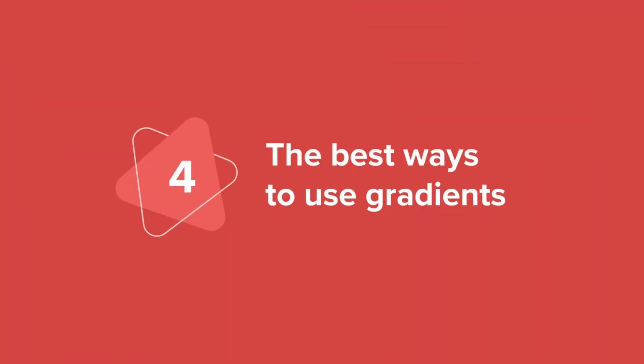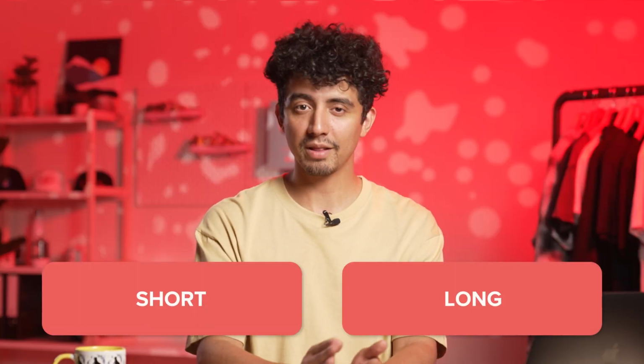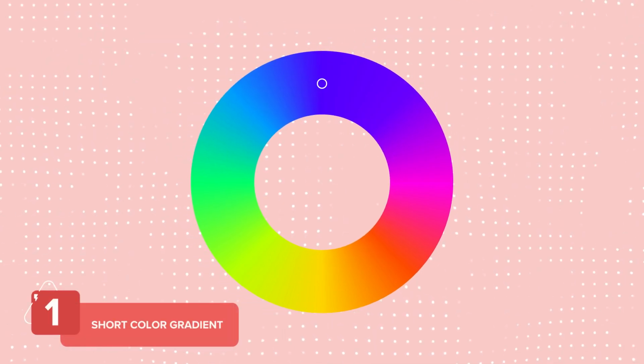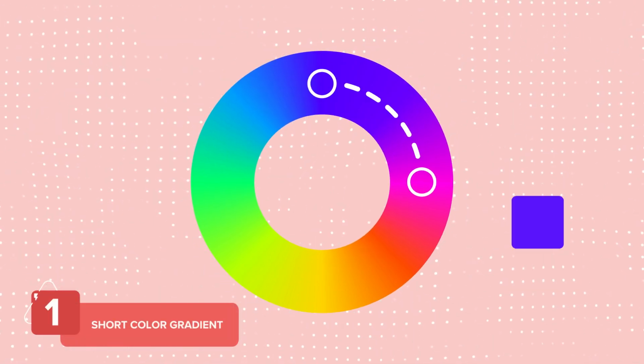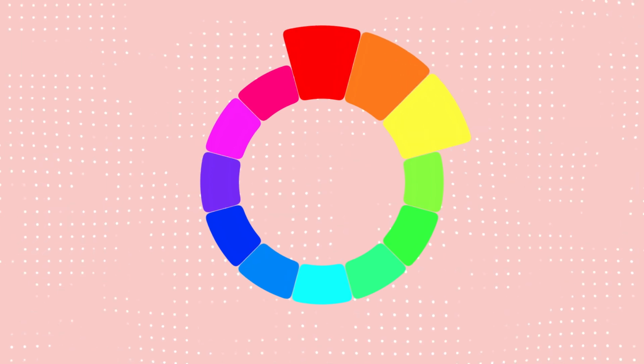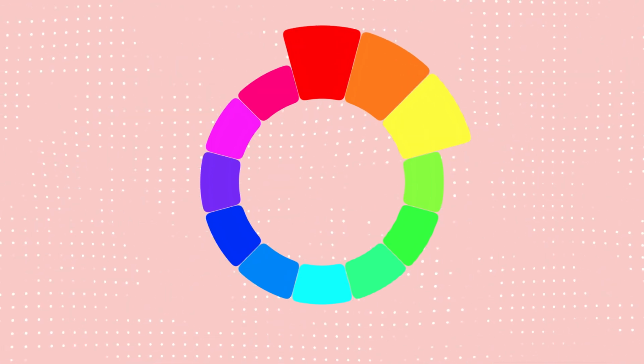Next, let's talk about the best ways to use gradients. First, you must understand the difference between short and long gradients in embroidery. A short color gradient is a quick transition between colors over a small area. It includes only a few shades or hues. This type of gradient creates a more abrupt or rapid change in color. Variations of analogous colors next to each other in the color wheel will give you such a result. To avoid it, you can opt for the monochromatic scheme that uses shades of a single hue.